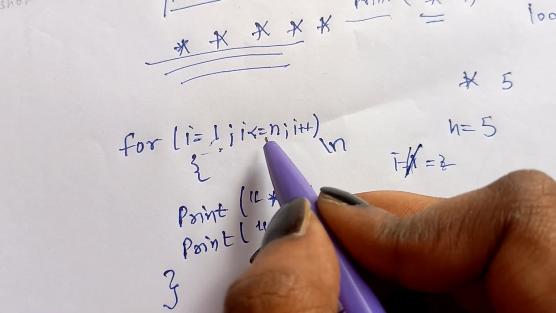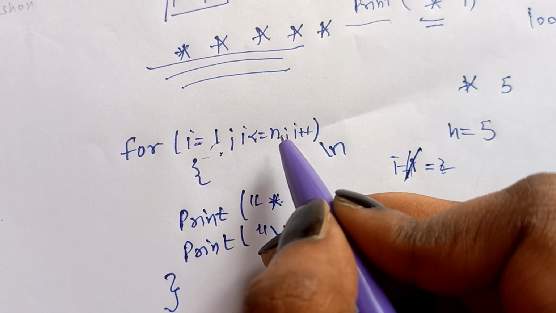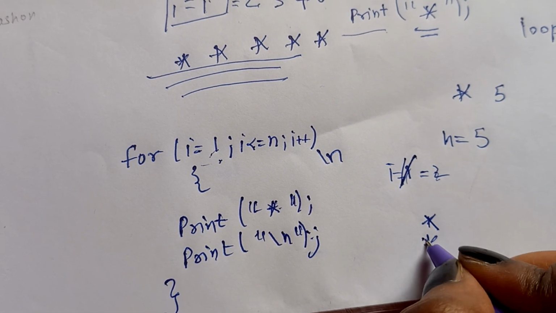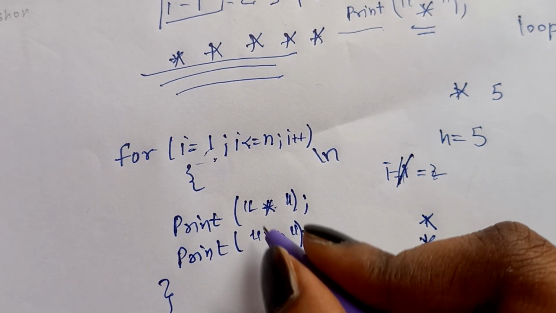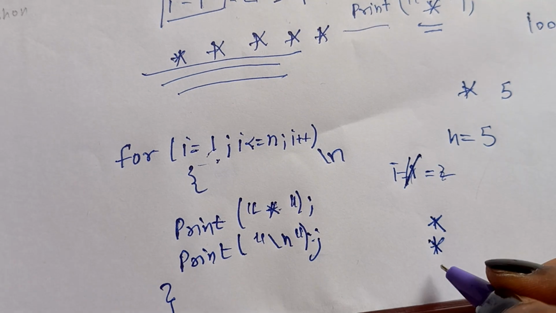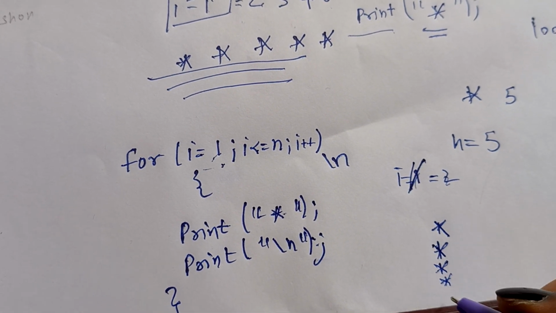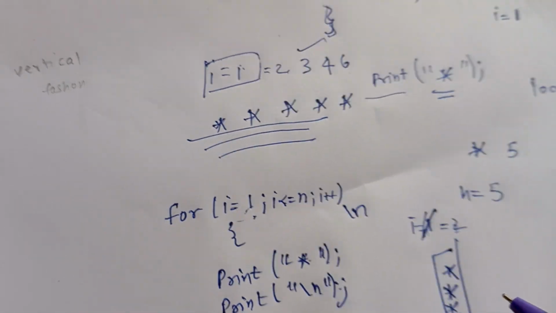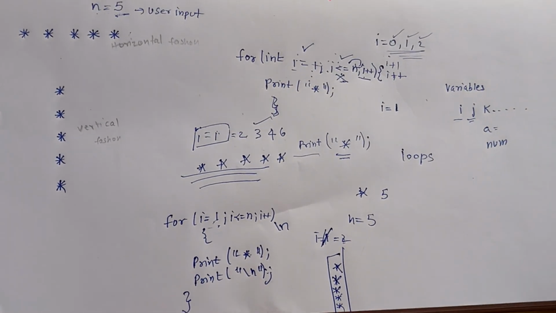2 is compared with 5. Yes, it's true, so it prints and goes to the next line. Then it increments like that, till I is equal to 5. So this is how it prints in vertical fashion. This is the logic.